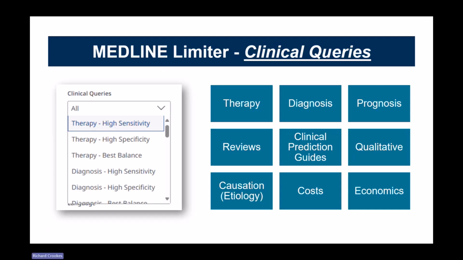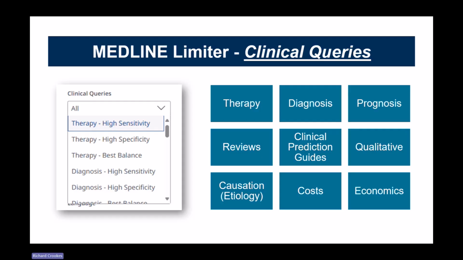We also have the clinical queries filter, so you can narrow your search using specific search strategies designed to narrow your results in 9 research areas for MEDLINE. So therapy, diagnosis, prognosis, reviews, and so on. These have been developed in consultation with the Health Information Research Unit at McMaster University in Canada. If you've been around long enough in library land, for more than 30 years, you'll probably be aware that they were very instrumental in promoting evidence-based medicine in the mid-90s.